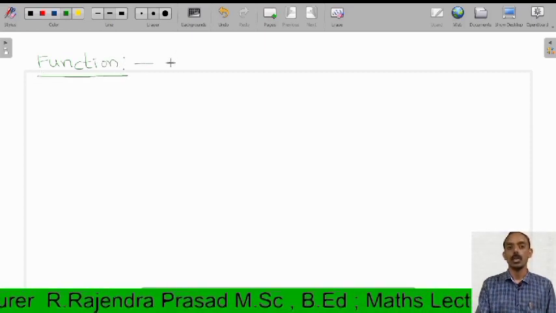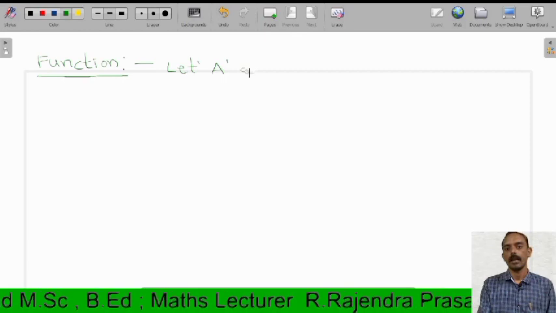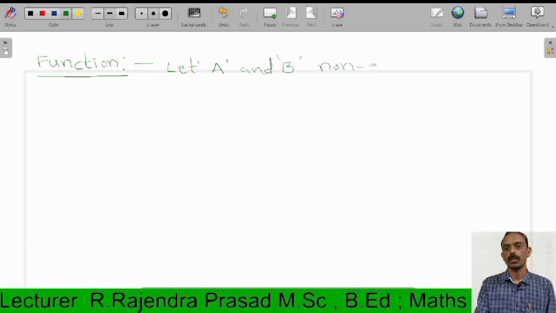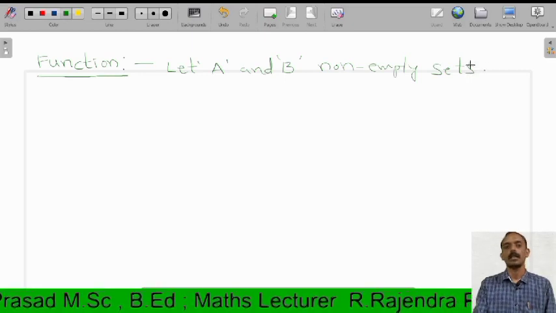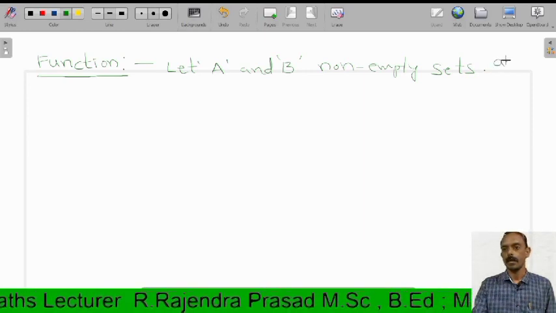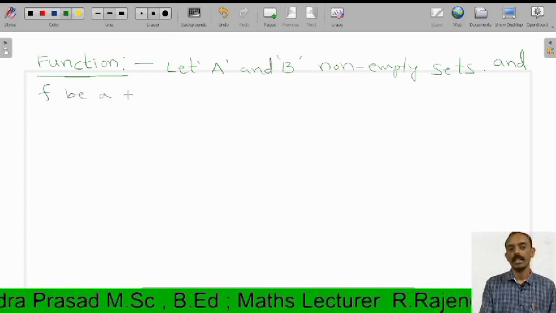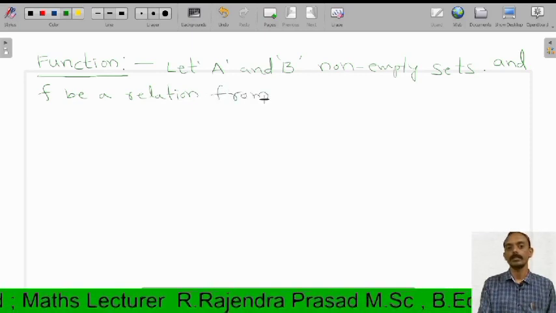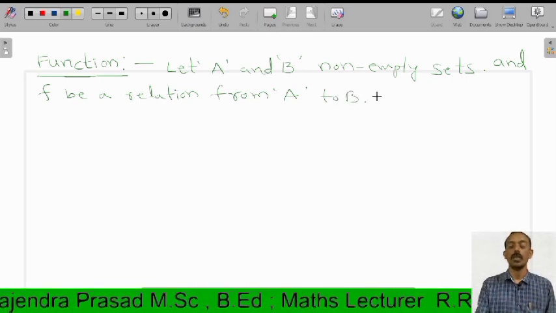Let A and B be non-empty sets, and F be a relation from A to B.